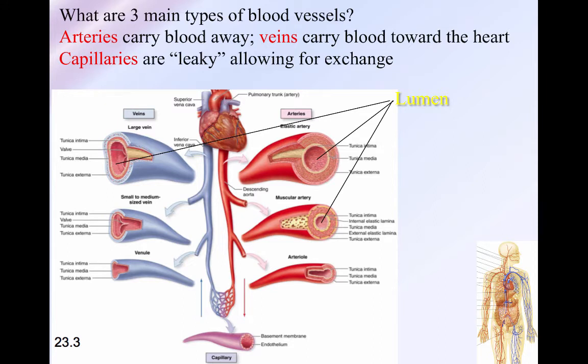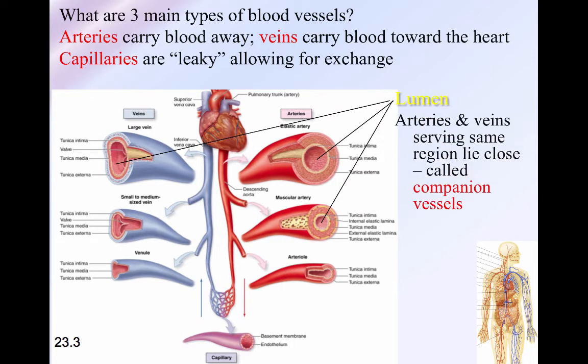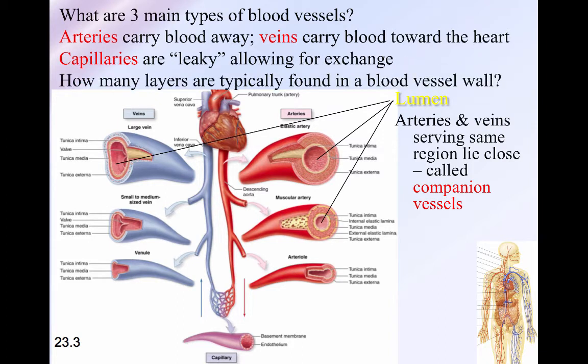The middle part where the blood flows is what's referred to as the lumen, and not surprisingly, there are clearly differences in the size of the lumen, and we'll see that that's true even when we compare arteries and veins serving the same area. Those arteries and veins that serve the same area or the same organ are referred to as companion vessels. Typically, we find three layers in the wall of each blood vessel, but we'll find that there are exceptions to that.